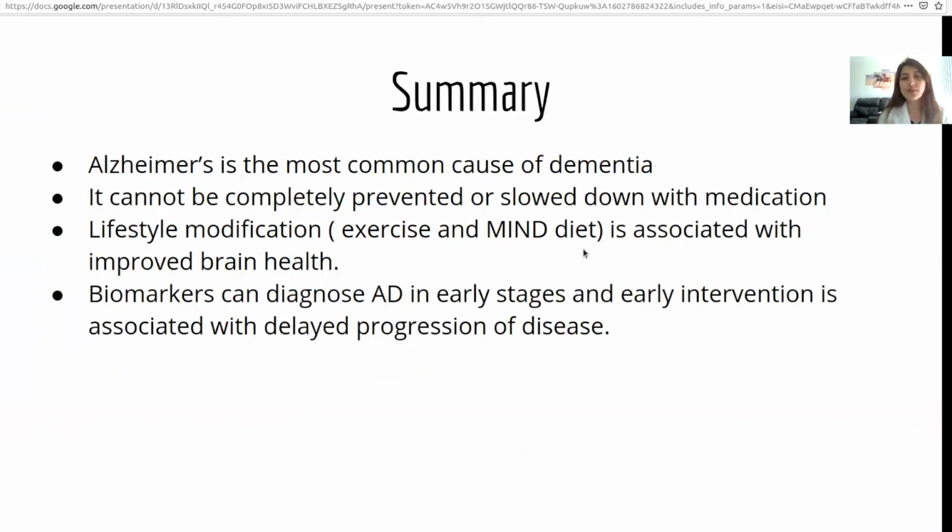What is the summary? So, what we have learned from this presentation is that Alzheimer's is the most common cause of dementia, and it cannot be completely prevented or slowed down with medication. But certain lifestyle modifications, for example, MIND diet and exercise, can help improve the brain functions. Certain biomarkers can diagnose Alzheimer's disease in early stage, and early intervention is associated with a delayed progression or delayed onset of the disease.